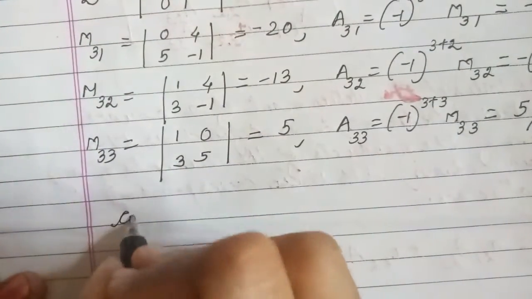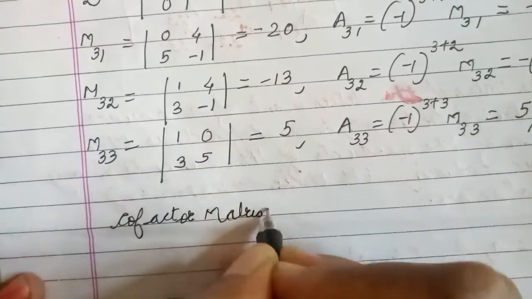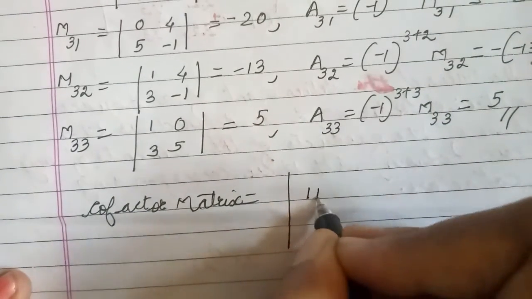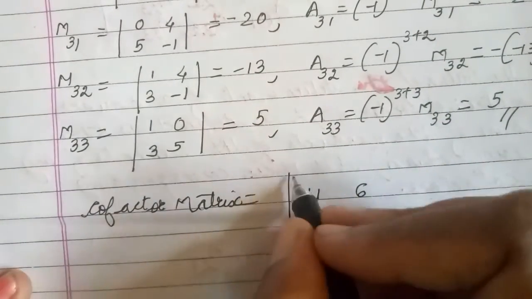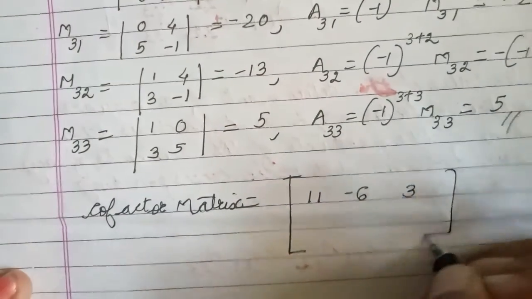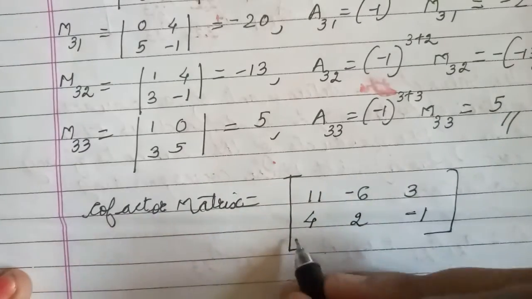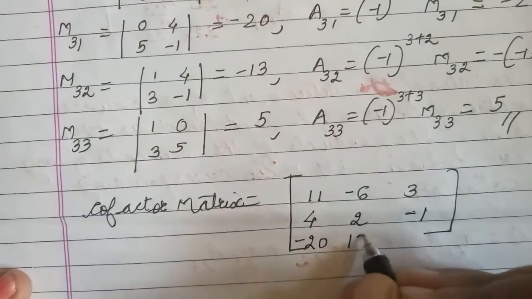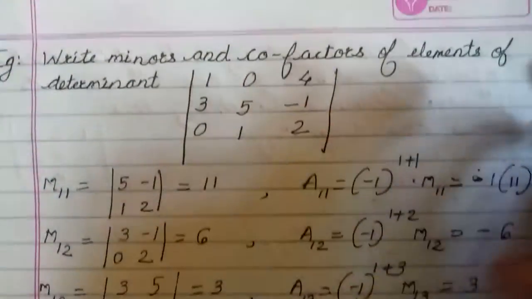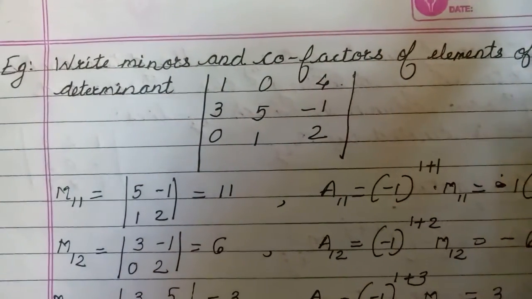Now if you want to find the cofactor matrix, what do you have to do? You just write the elements A11, A12, A13, A21, A22, A23, A31, A32 and A33 in matrix form. Understood? Very easy. So these are all minors, cofactors and the cofactor matrix. Remaining we'll solve next time.